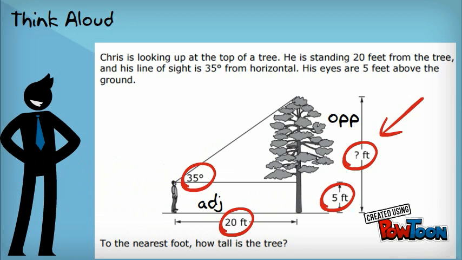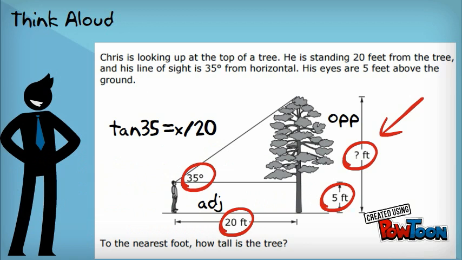He also has a line of sight of 35 degrees. We know we probably need to use that, so we're going to go ahead and make note of that as well. His eyes are 5 feet above, so that's important too. And last but not least, the last question is what we're trying to answer. To the nearest foot, so I know we're working with feet. How tall is the tree? So I circled the question mark, I've got an arrow next to it, and you can see that that's the most important thing we need to focus on. How tall is the entire tree?